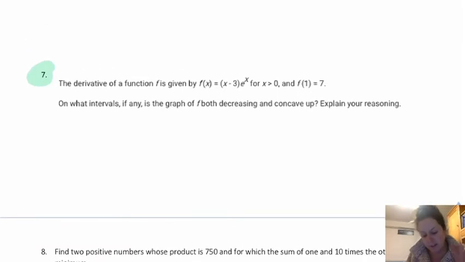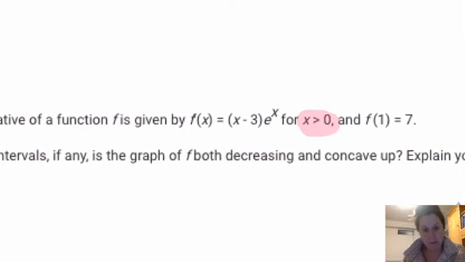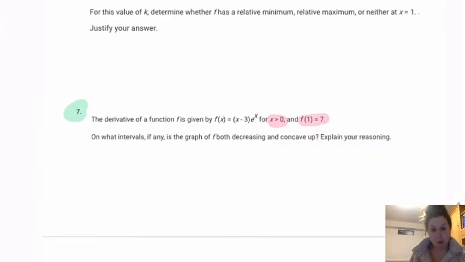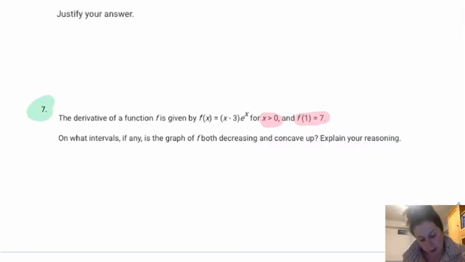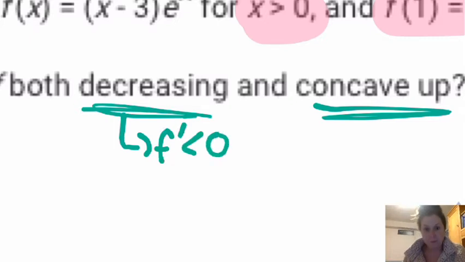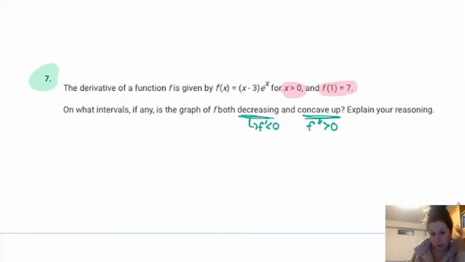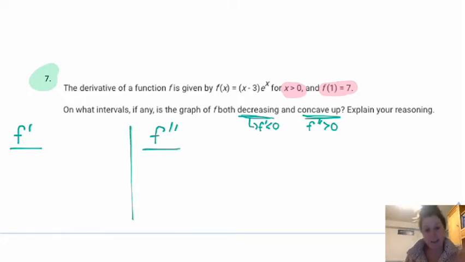All right, the next one, the derivative of f, we're looking at number 7. So the derivative of a function is given by this. So this is already f prime, right? Where x is greater than 0. And f of 1 is 7. And I want to know on what intervals is the graph decreasing and concave up. So let's think about this. Decreasing would mean f prime is negative. Concave up would mean f double prime is positive, right? So that's what we're looking for here. So I need to analyze f prime and I need to analyze f double prime. And we're going to do that separately. So let's start with f prime.